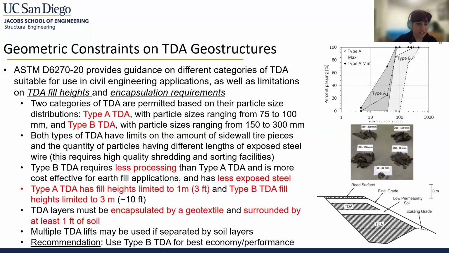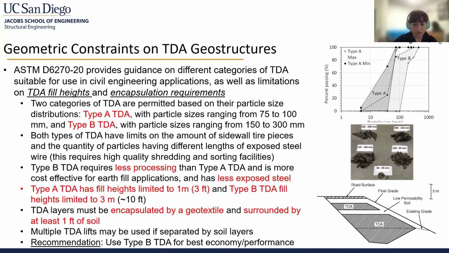Next, we will discuss the geometric constraints on TDA geostructures themselves. There are two main types of geostructures that we have been studying at the University of California, San Diego. Type A TDA has a 75 to 100 millimeter particle size with a fill height limit of 1 meter, where type B is 150 to 300 millimeter particle size with a fill height of 3 meters.